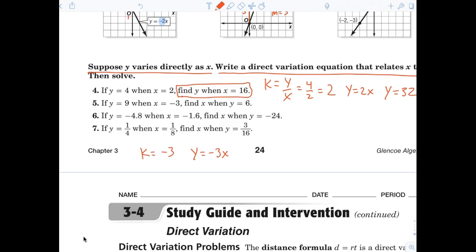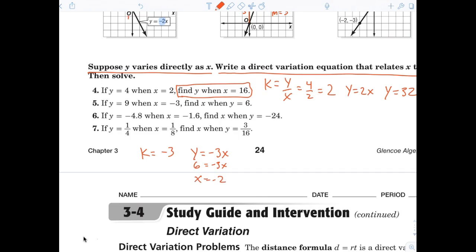Everybody good with that? All right, now what? Now it's asking you to find x when y is 6. So now where I see y, I put what? I put 6 equals -3x. So obviously x equals -2. That is the correct answer.